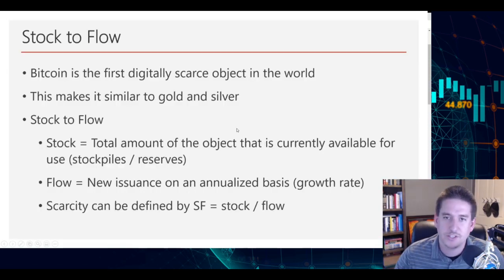So this model is based on a premise called stock to flow, and stock to flow was well described in Saifedean's book, The Bitcoin Standard. I highly recommend you read it if you haven't checked it out yet. So it's based on a couple premises. The first one is that Bitcoin is the first digitally scarce object in the world.